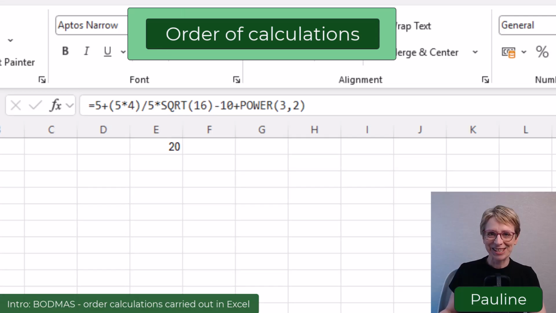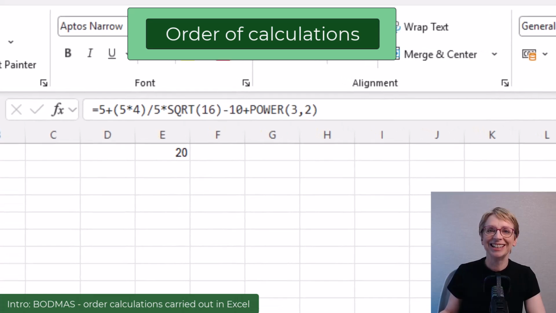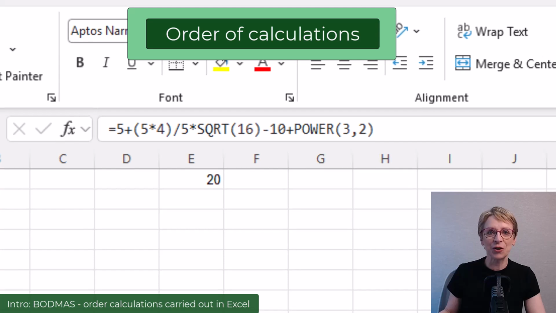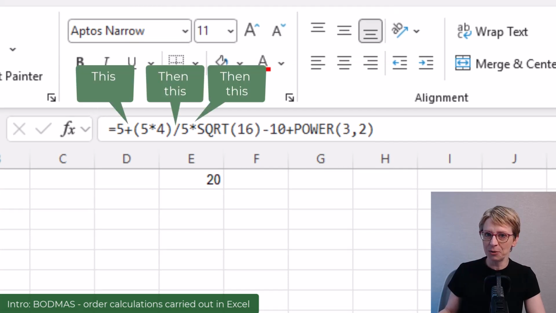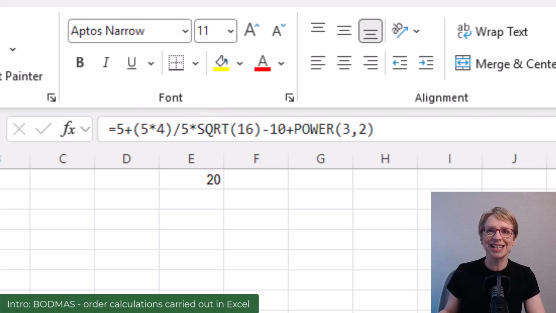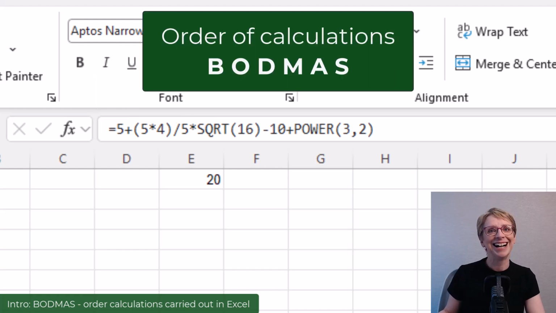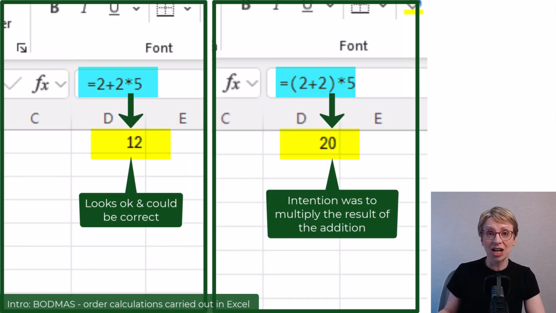Welcome! In this video, I'm going to show you how Excel handles the order of calculations. Excel doesn't work through a formula strictly from left to right, performing each operator as it goes. It works through the operations in BODMAS order. And if a formula isn't written with that in mind, you can get a result that looks plausible but is wrong.